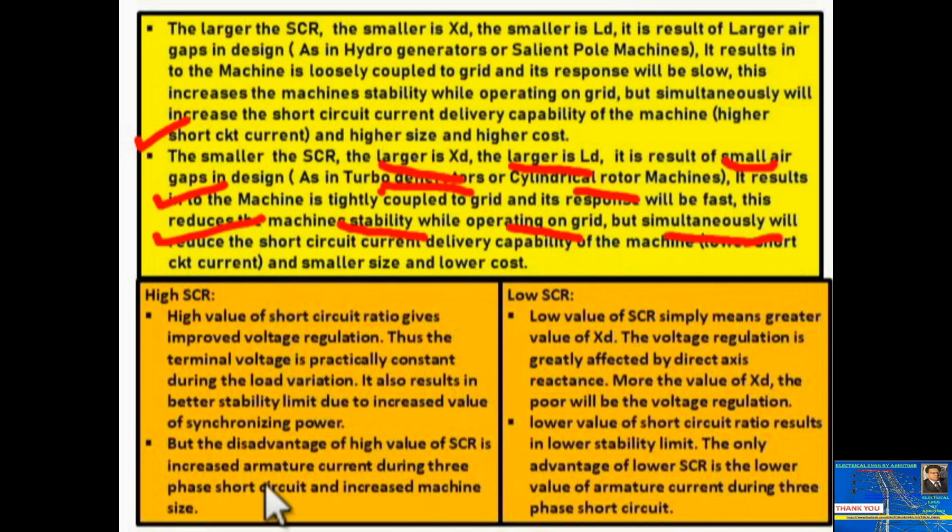So this will be the bigger advantage guys. Also, there will be a smaller size and lower cost of this machine, because the air gap was small, so the size is smaller and the cost is also lower. Now, what happens with low SCR? A low value of SCR simply means a greater value of XD, and voltage regulation will become poor. The more the value of XD, the poorer will be the voltage regulation. A lower value of short circuit ratio results in a lower stability limit, and the only advantage is that a lower value of SCR will result in a lower value of armature current during three-phase short circuit. So this will be a bigger advantage guys. So this is called SCR.